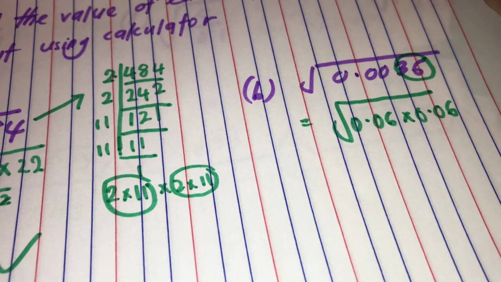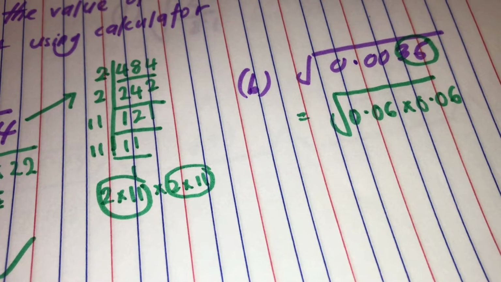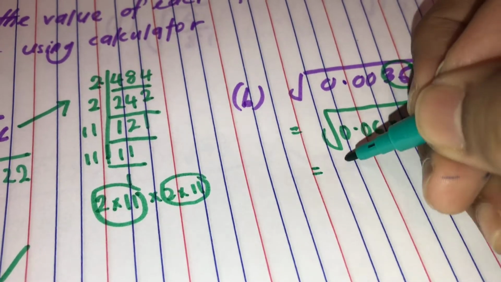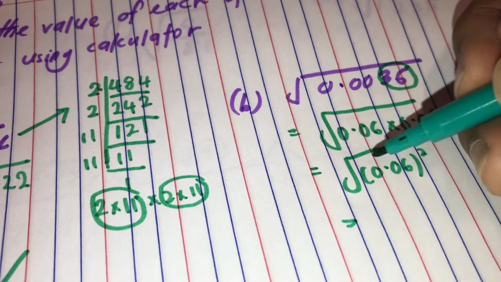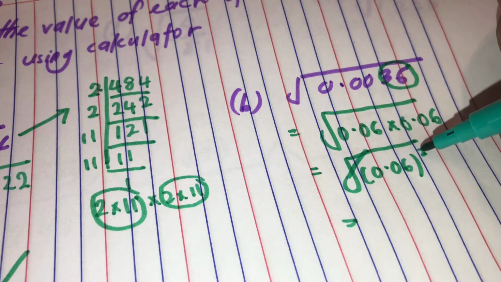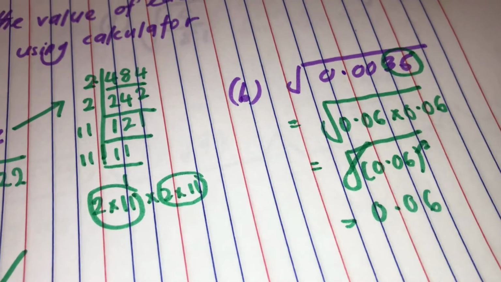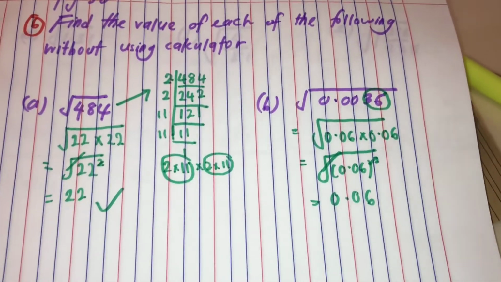Then you must write the working. You cannot just write the answer only. If you want to use calculator to check the value, can. But in exam, you must write the working. Then you can write like this, square root of 0.06 square. When square root and square meet like this, you can cut this. So the value is only 0.06. Okay, finish. This is the working for question A and B.